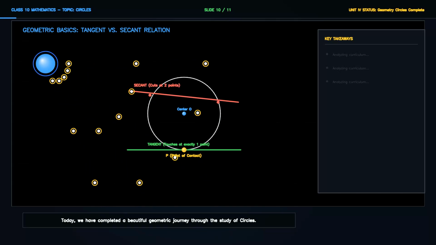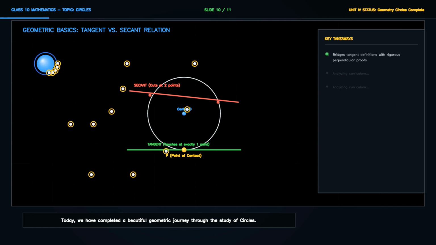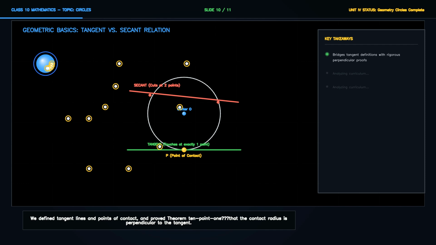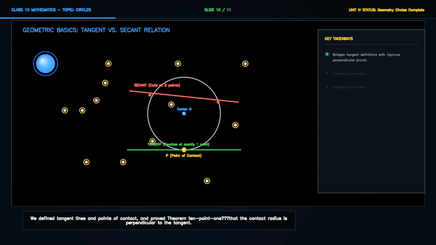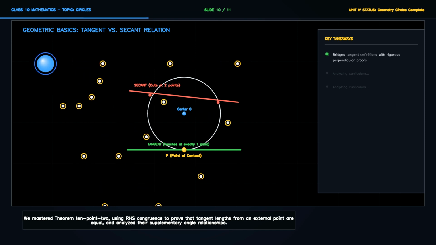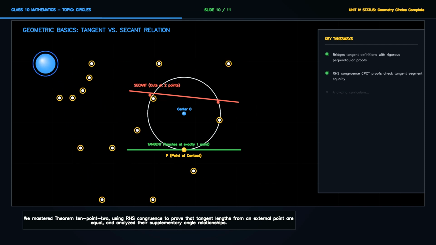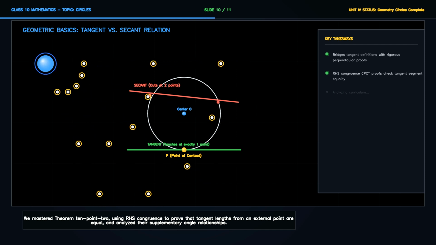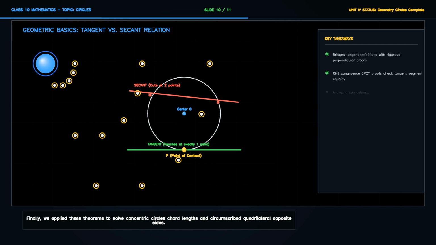Today, we have completed a beautiful geometric journey through the study of circles. We defined tangent lines and points of contact and proved Theorem 10.1 that the contact radius is perpendicular to the tangent. We mastered Theorem 10.2 using RHS congruence to prove that tangent lengths from an external point are equal and analyzed their supplementary angle relationships. Finally, we applied these theorems to solve concentric circles' chord lengths and circumscribed quadrilateral opposite sides.